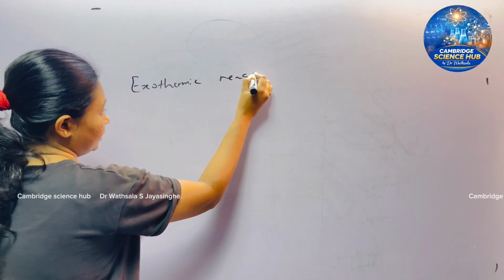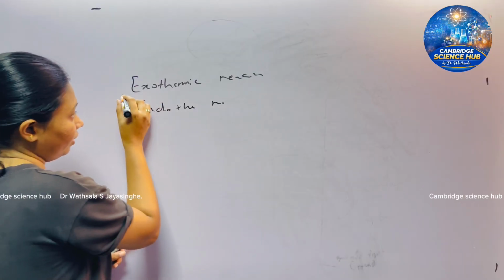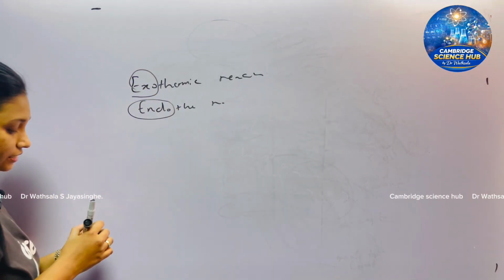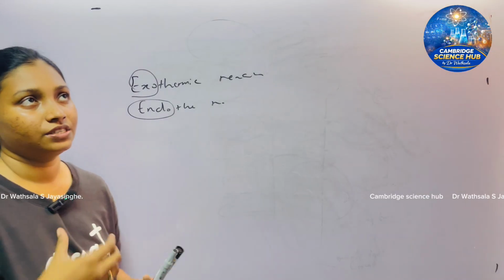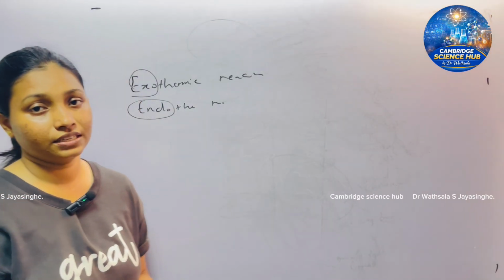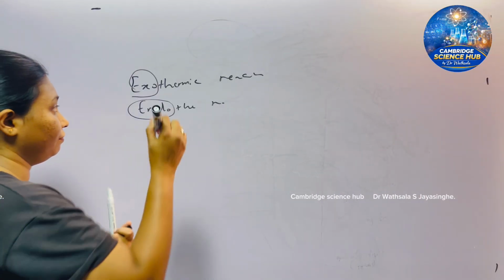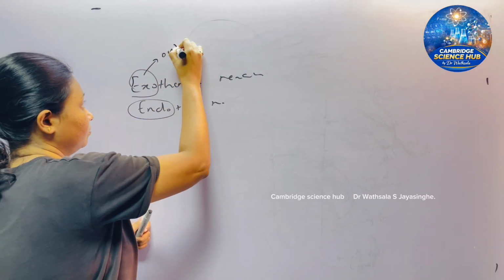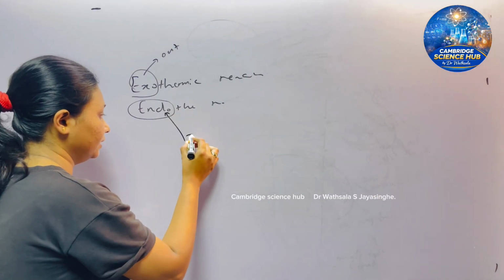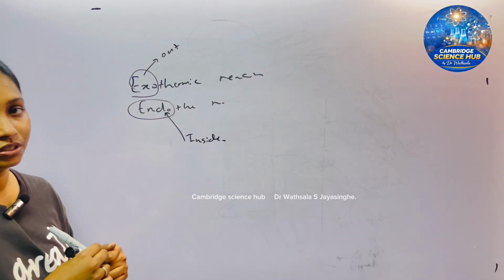Exothermic reactions and endothermic reactions. Already you have an idea what this exo and this endo mean. Because we have studied the cell, we studied about the fluids, there also the words exo and endo have come. Exo means if it gives something out, like exit, out. Endo means if it takes something inside. Okay, those are the meanings.